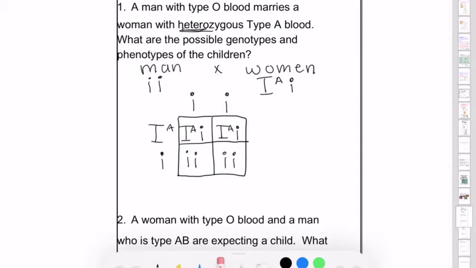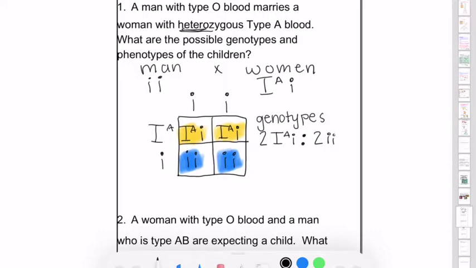Well, if we look at these children, 2 of them are IAi, and 2 of them are ii. Okay? So as far as genotypes, we can just write that down. So we've got IAi. We've got 2 of them. Sort of write it as a ratio. And then we've got 2 little ii. Okay? That's the genotypes. That's what we see at the gene level.